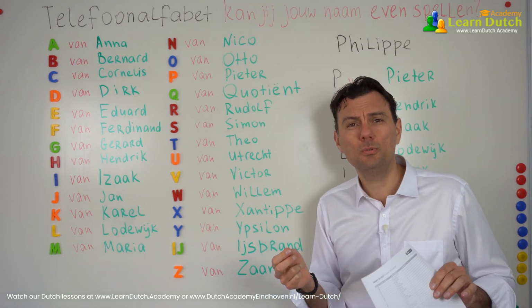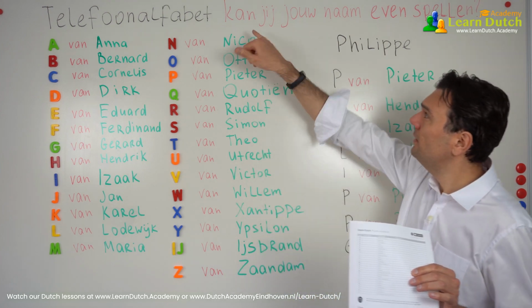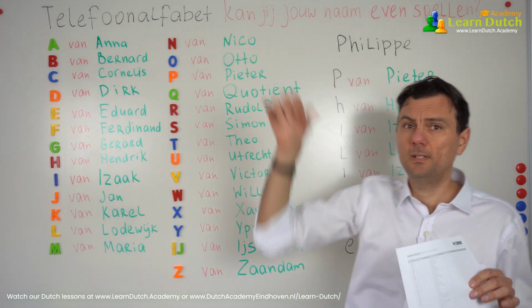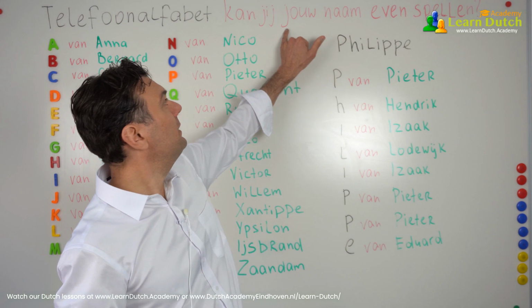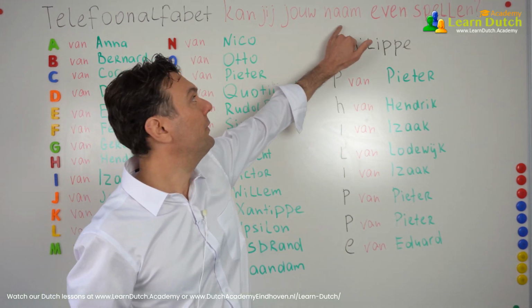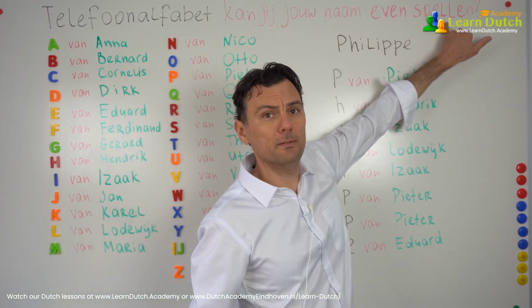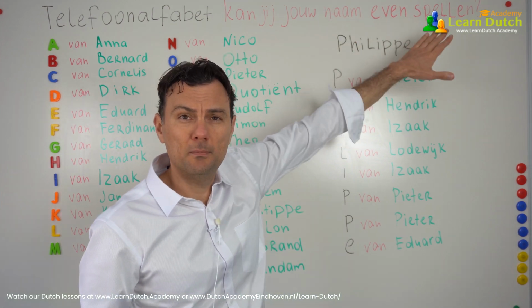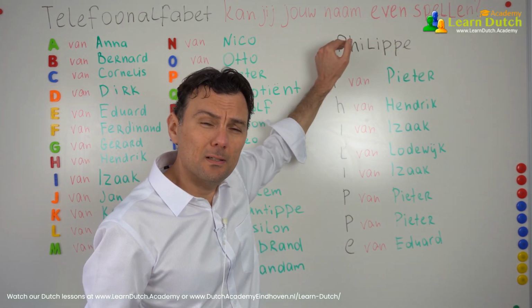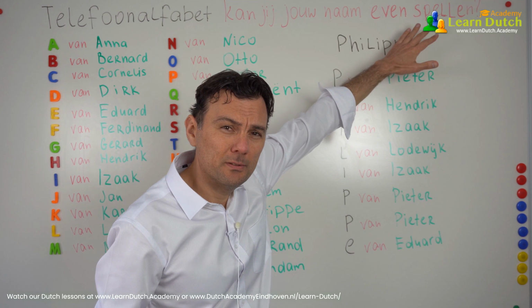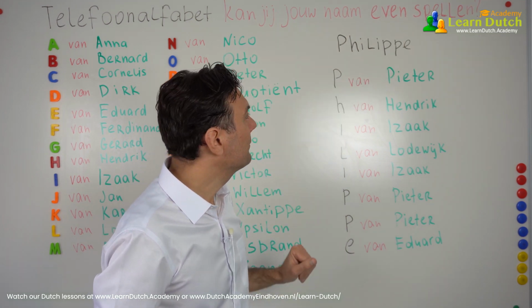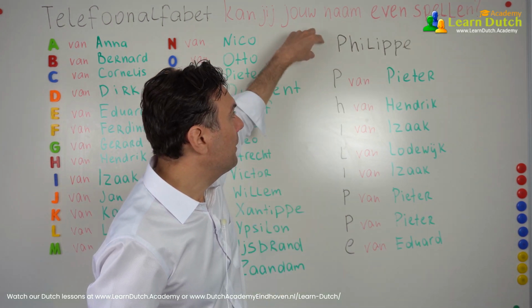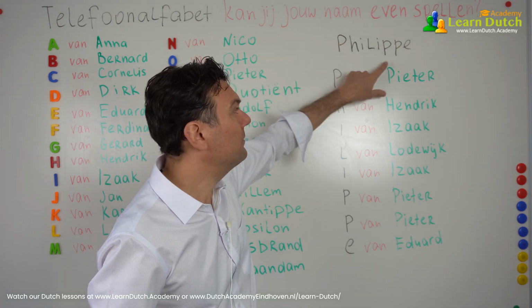And how do you do it? You're asking this question. Kan jij jouw naam even spellen? Can you spell your name? Dit is een formal question. Mijn naam is Philip.